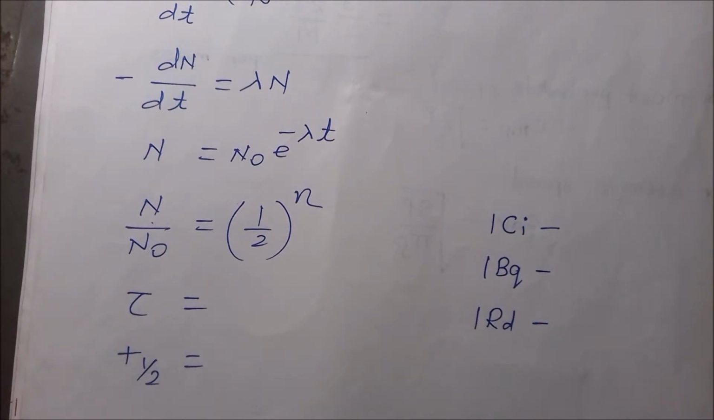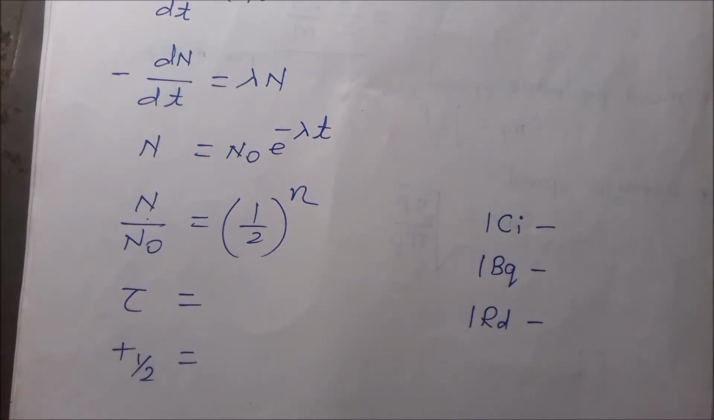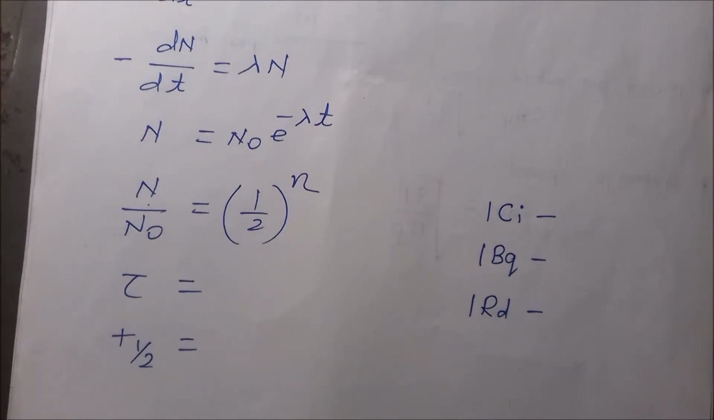Tau is mean life or time constant. It is 1 upon lambda. Within tau time, 63% disintegration happens. Disintegration happens 63% means 37% atoms remain. Then half-life T half is 0.693 upon lambda.